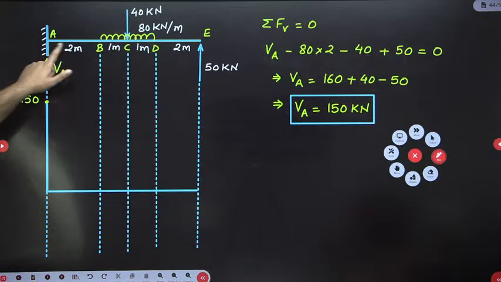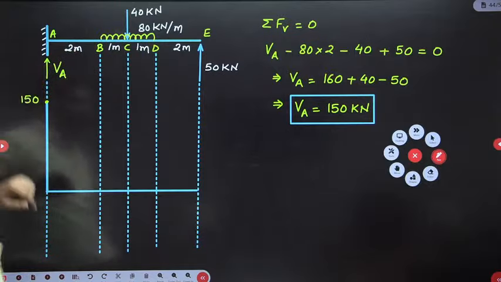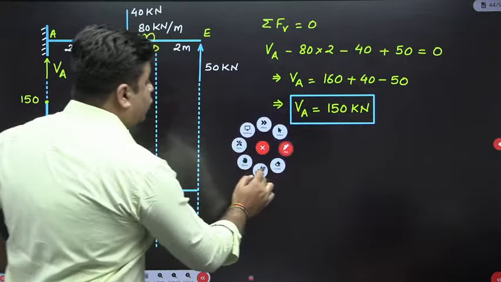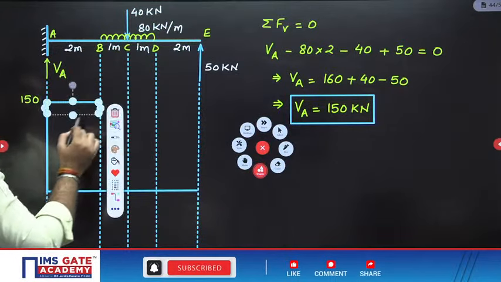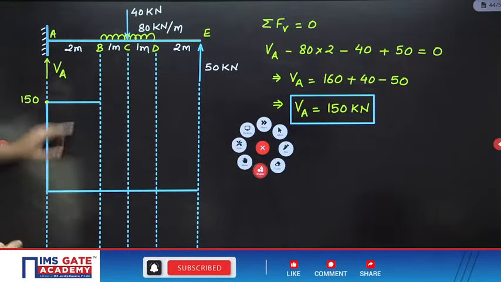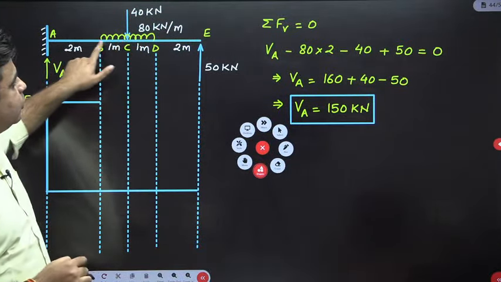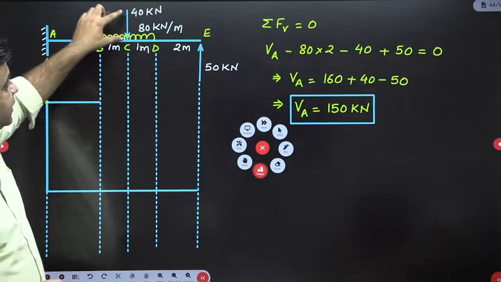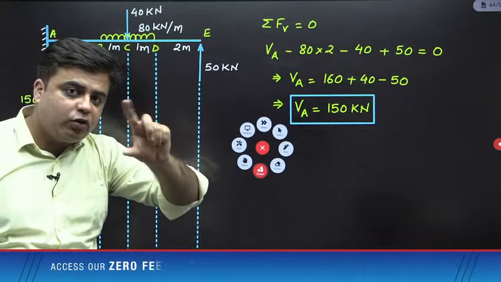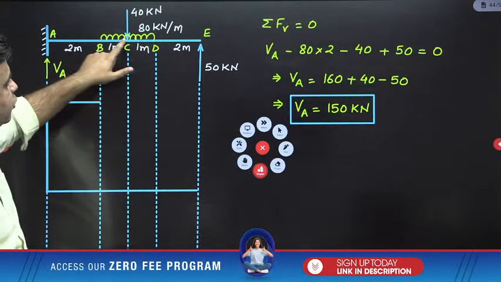Now between A and B, there is no load acting. So the value of shear force will be constant. Okay. Then from B to C, don't move from B to D because there is a point load acting here. Wherever there is a point load, there will be a change in ordinate. So move from B to C.